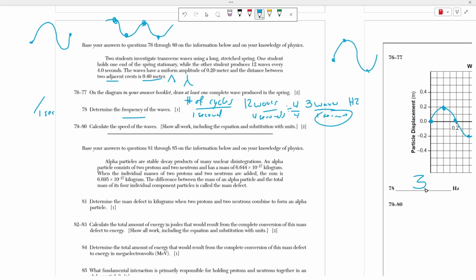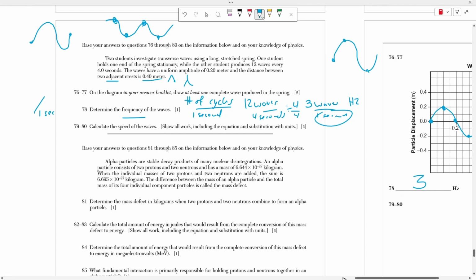Remember that the difference between frequency and period is that period is the total amount of time it takes to complete one full cycle, whereas the frequency is, well, how frequently you complete one cycle, aka how many cycles do you complete in 1 second. Okay, so number 79 through 80 asks us to calculate the speed of the waves and to show all work, right?